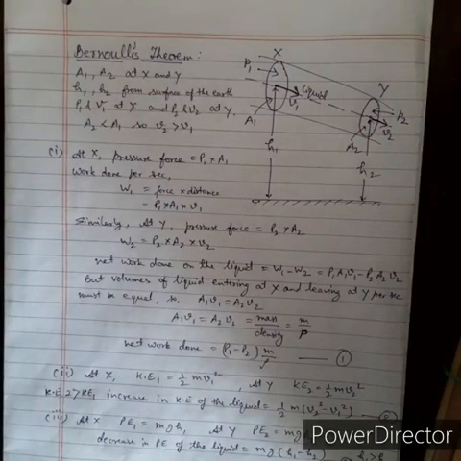Dear student, this is the proof of Bernoulli's theorem. Before starting this proof, first we have to understand the statement of Bernoulli's theorem. The statement is that when an incompressible and non-viscous liquid, or you can say fluid, flows in a streamlined motion from one place to another, then at every point of its path, the total energy per unit volume, meaning the pressure energy, kinetic energy and potential energy, is constant. It means P plus half rho V square plus rho g h.